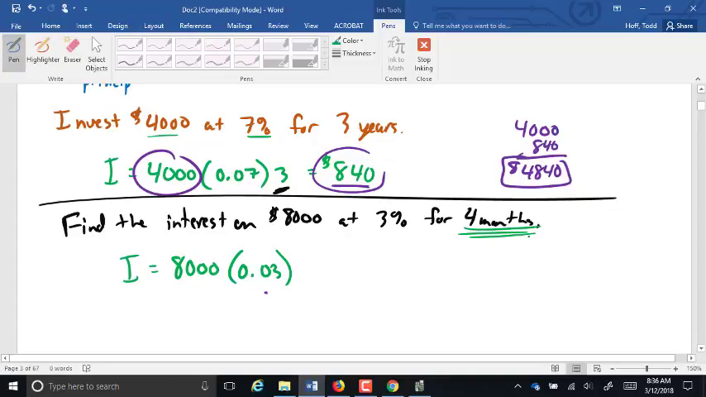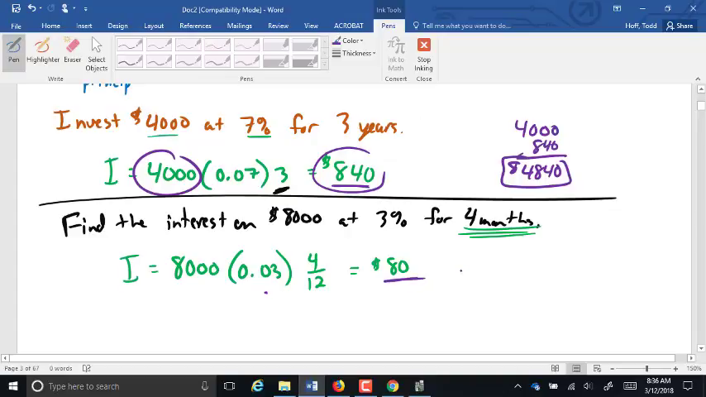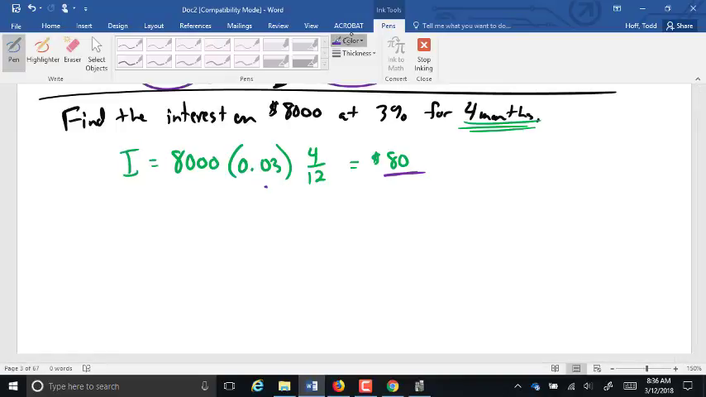We said time is always expressed in years. How many months are in a year? 12. So 4 months is 4/12 of a year. So that comes out to $80 in interest. Again, we could add that on. I'm not going to bother here because it's not really the purpose of what we're doing.